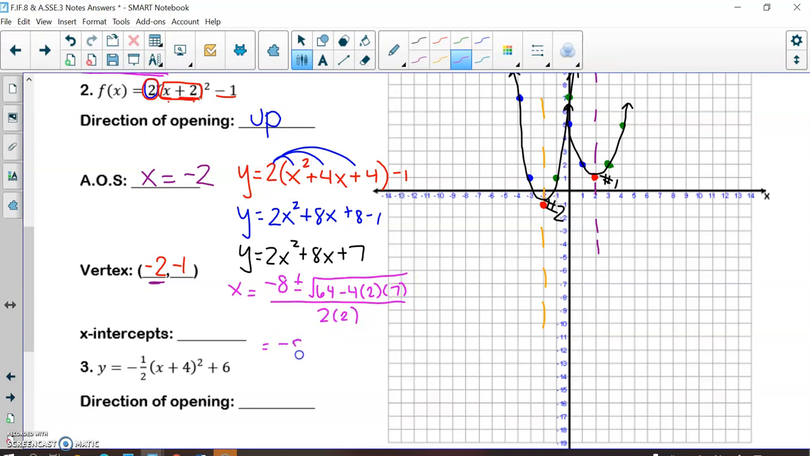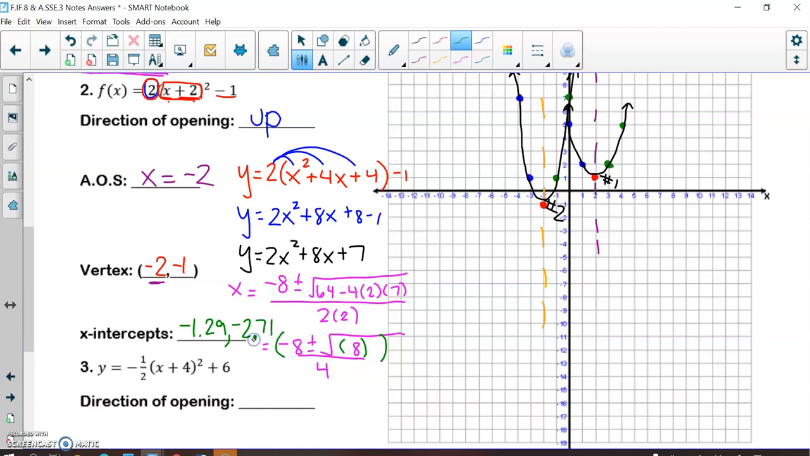So I wind up with negative 8 plus or minus the square root of, and then doing 64 minus 4 times 2 times 7, I get 8. And then this is all over 4. So in my calculator, I'm going to put parentheses in where appropriate. So I do parentheses negative 8 plus the square root of 8, close your parentheses twice, divided by 4, and I'm going to round to my nearest hundredth, so negative 1.29. Then I do the same thing, only I do minus instead of plus, and I should get a negative 2.71.